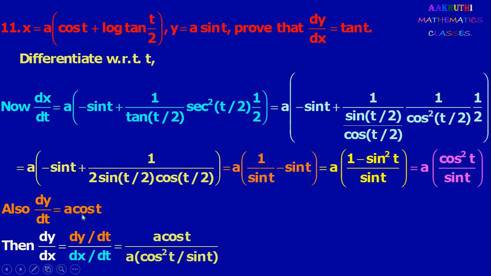So it is a into cos t divided by a into cos square t divided by sin t. Now here a gets cancelled, cos t gets cancelled, remaining is cos t divided by sin t in the denominator. Take sin t to the numerator, we get sin t by cos t. Sin t by cos t is tan t. So therefore dy by dx is tan t. Hence it is proved.